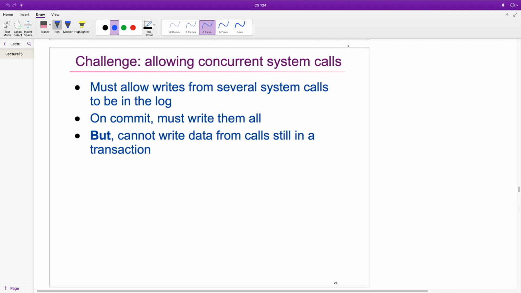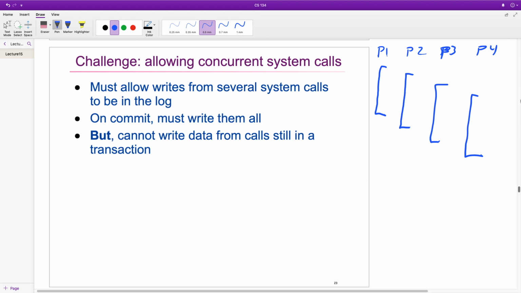So let's just actually kind of look at this. So we've got, let's say, 4 processes, P1, P2, P3, and P4. And this one does a system call that has this kind of duration, where it's starting something, it does a bunch of writes, and it finishes. P2, let's say, looks like this. P3 looks like this. P4 looks like this. So here's the problem. We want to have a single commit that's going to write the transactions for multiple system calls.